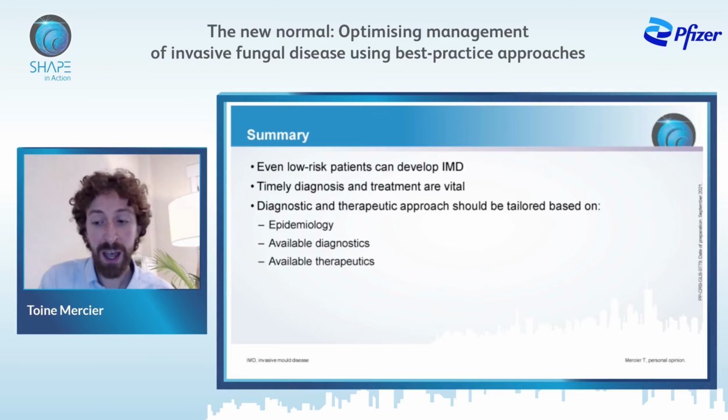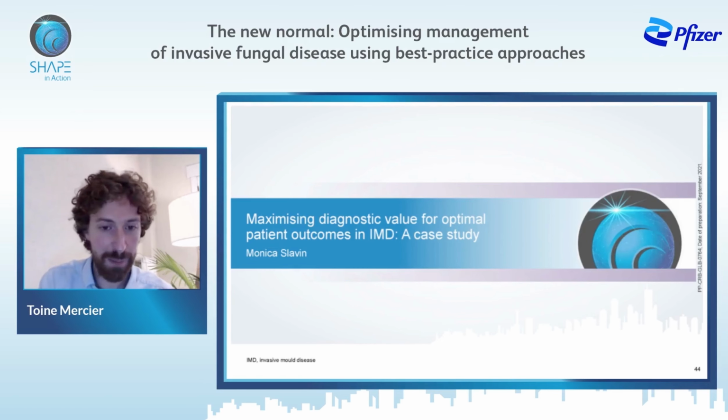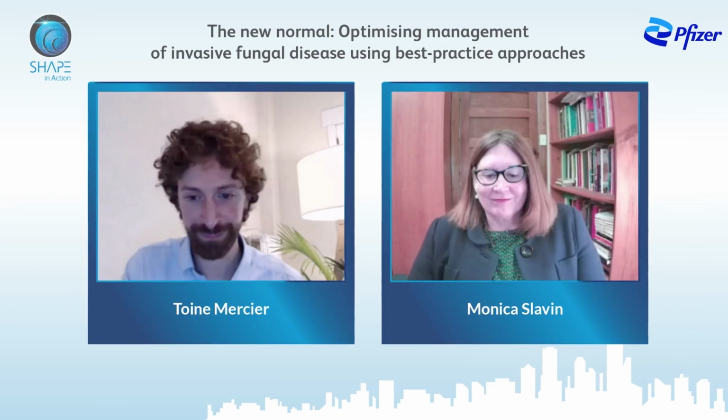How you go about your approach, whether you prefer prophylaxis, use a directed therapy, or use an empirical therapy, is very much based on the local epidemiology, on your available diagnostics and therapeutics, and the turnaround time of all of these. And with that, I hand over back to Professor Flavin.